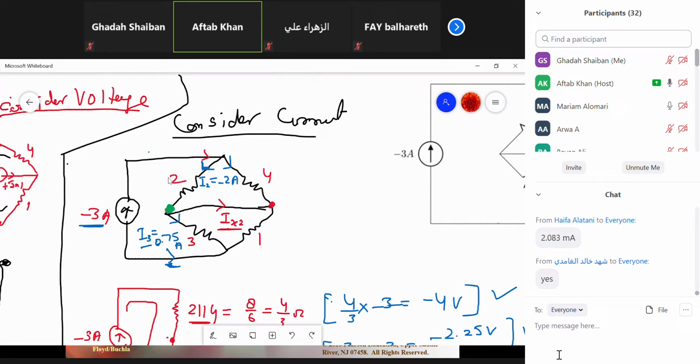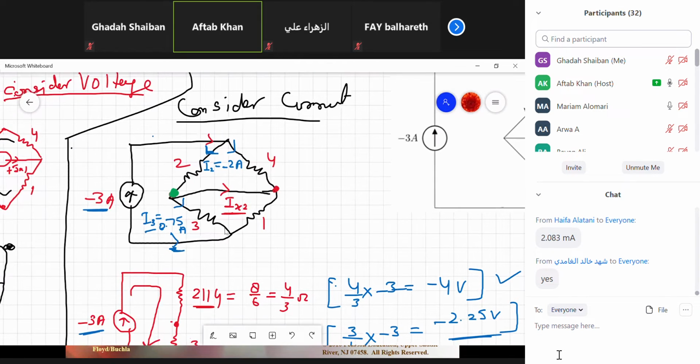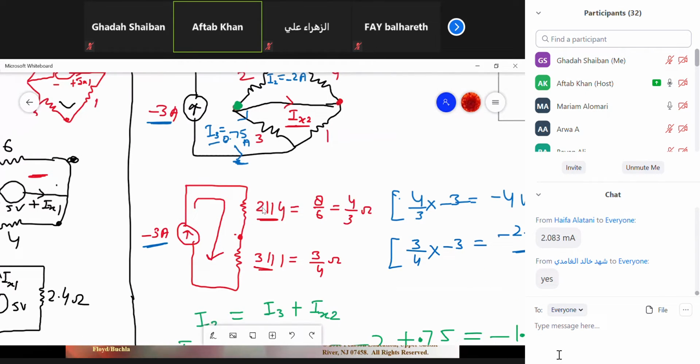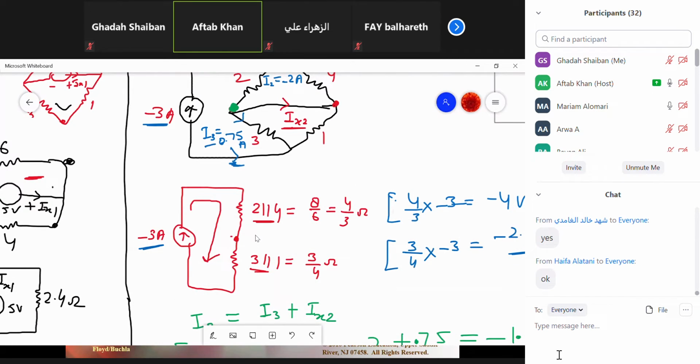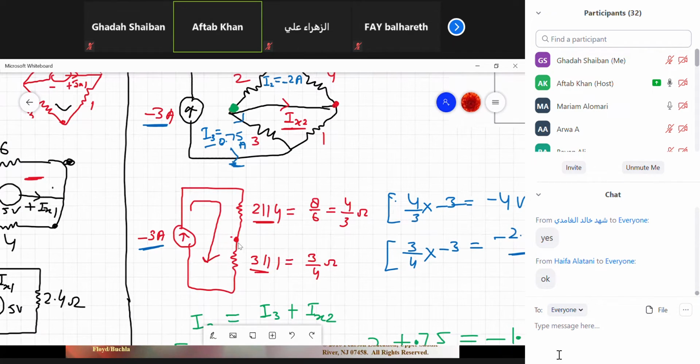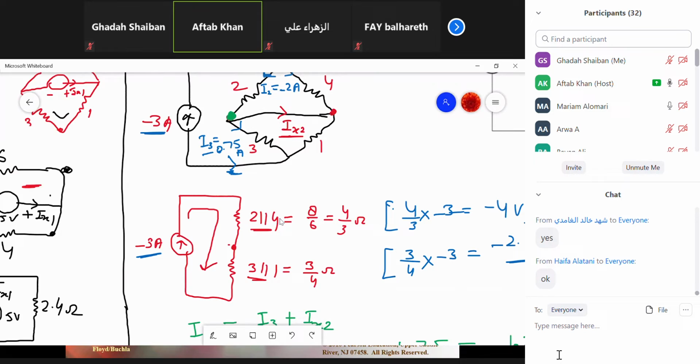So whatever is the drop between their combination, it will be the same here and the same here, like that. So we can redraw this circuit this way. And what it's saying is 2 parallel 4, 3 parallel 1. Getting the point? Okay, so they are parallel. So this circuit looks like that now. So we will calculate the parallel combination.